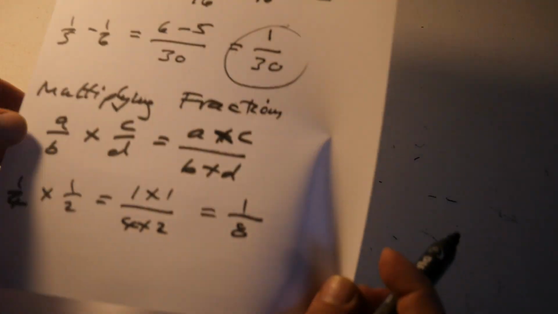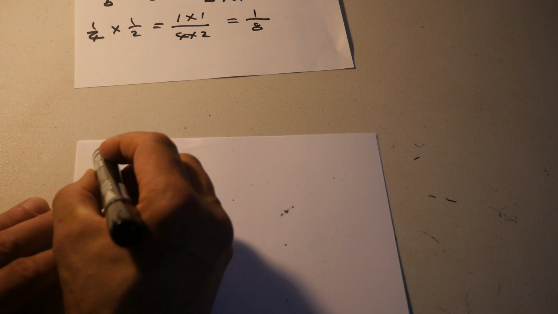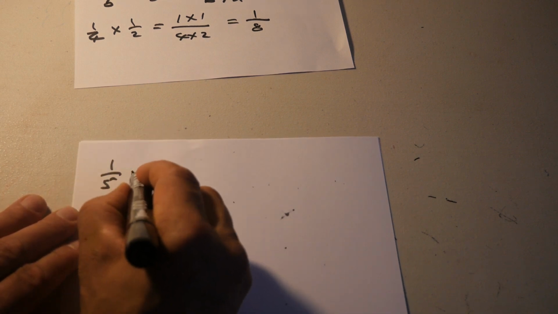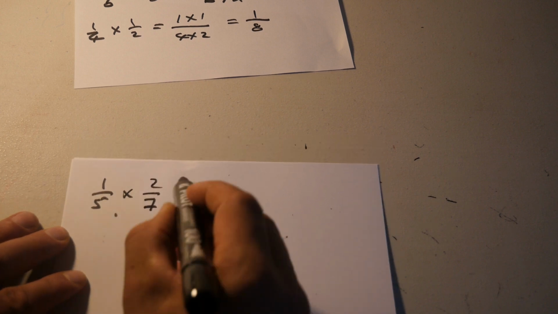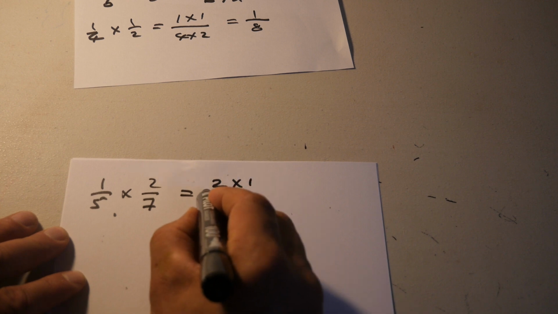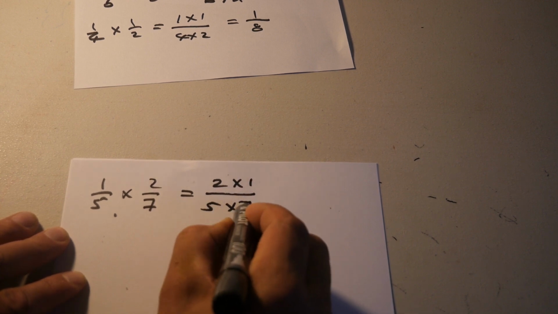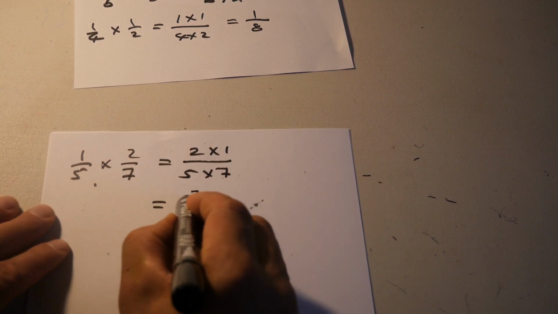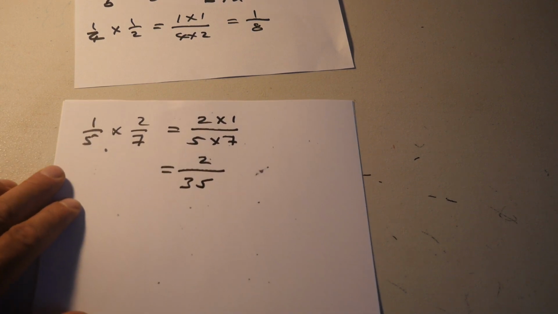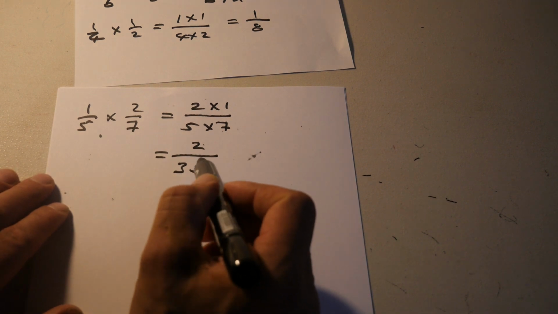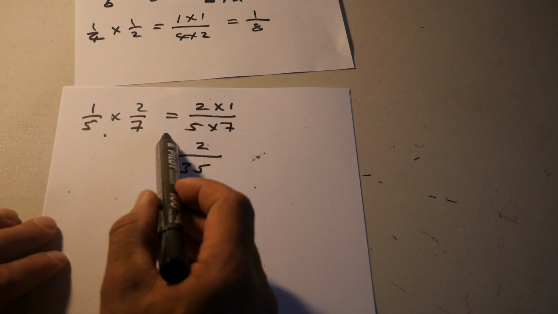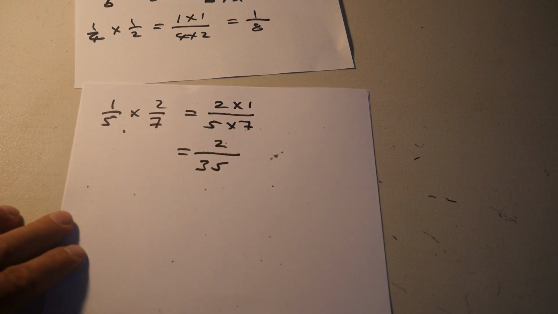Okay, or 1/5 times 2/7 equals 1 times 2 is 2, over 5 times 7, which is 35, okay? You can't simplify that because 2 into 35 goes 17 and a half, so 1/5 times 2/7 is 2/35. Okay?